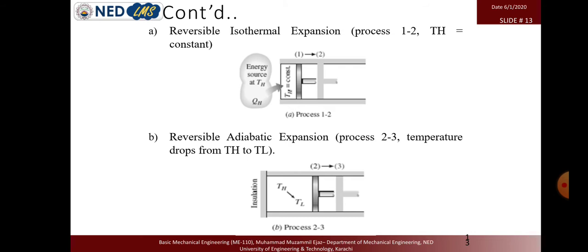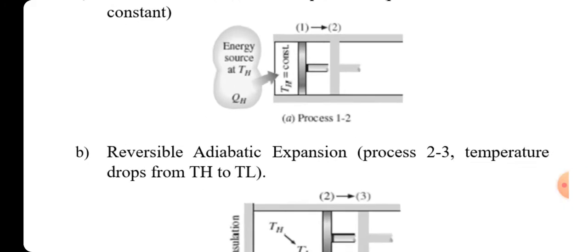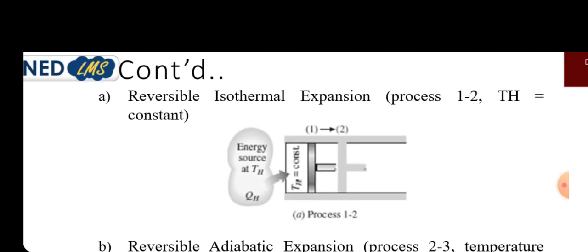Let's revise it again. Reversible isothermal expansion process. You already studied this isothermal expansion in polytropic processes. What is isothermal expansion? The volume will increase without increasing the temperature. In an isothermal process, the temperature remains constant. So how is it gaining volume when the temperature remains constant?